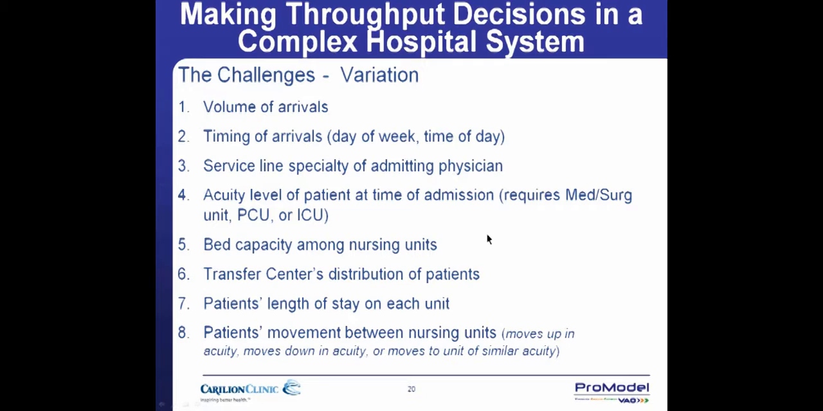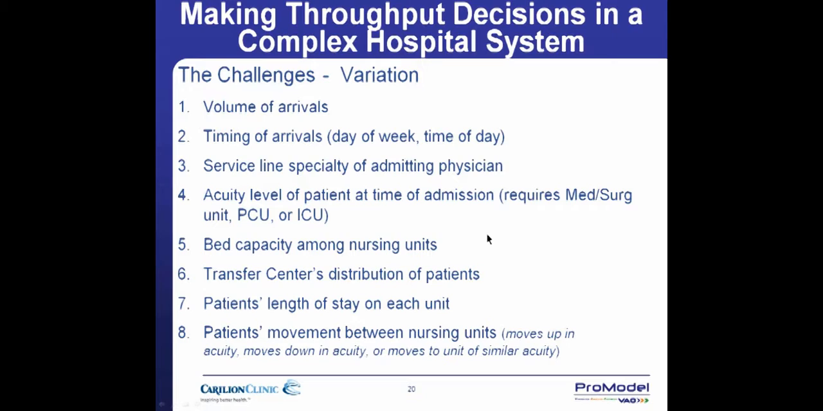Know that service lines, the specialty of the admitting physician, those particular types of patients present unique attributes. A cardiology patient is different from an orthopedic patient. And of course, the acuity level of the patient at the time of admission is going to vary. You can have a medical surgical patient, a progressive care unit patient, or somebody who needs an intensive care unit.